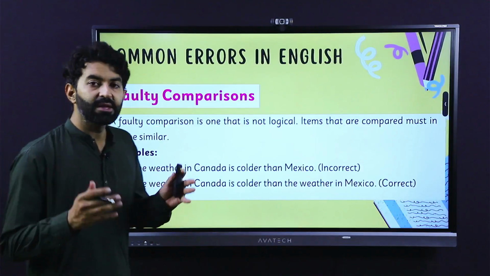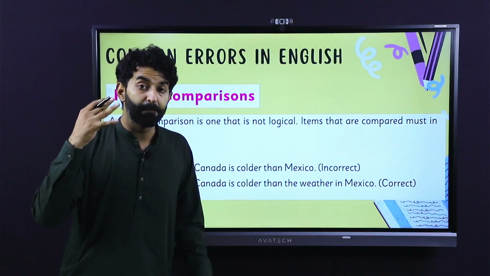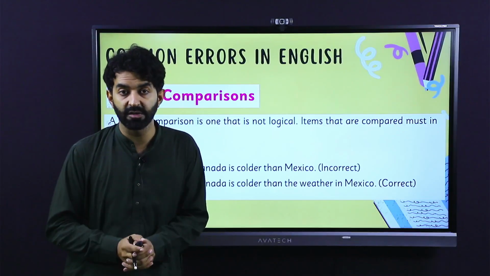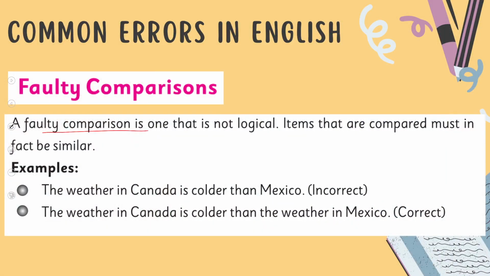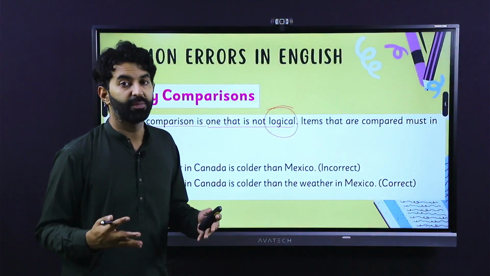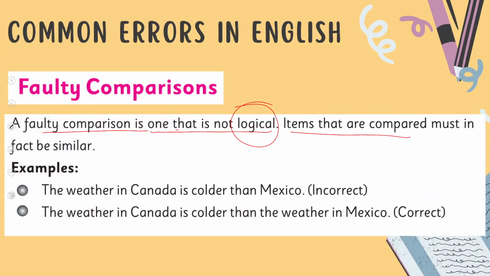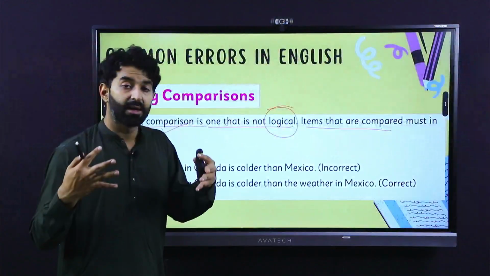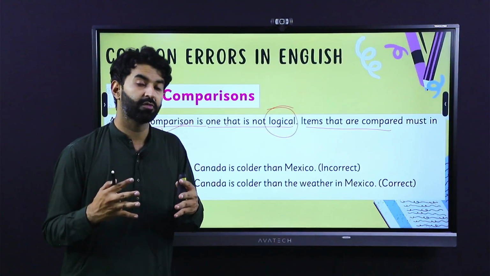Now, faulty comparisons. When we are comparing two things together, if the comparison does not make any sense, it will be considered faulty. A faulty comparison is one that is not logical. If you are comparing things illogically, then that would be a very huge mistake. Items that are compared must in fact be similar. When things are being compared together, they have to have a similarity between them in order for the comparison to be called logical.